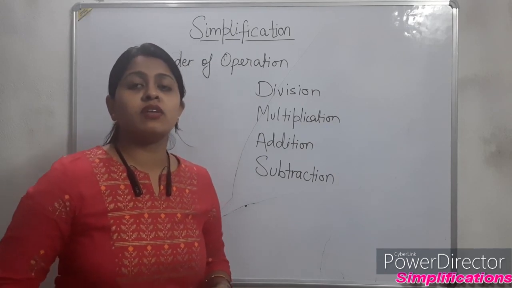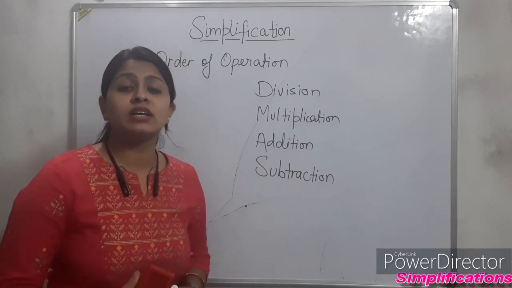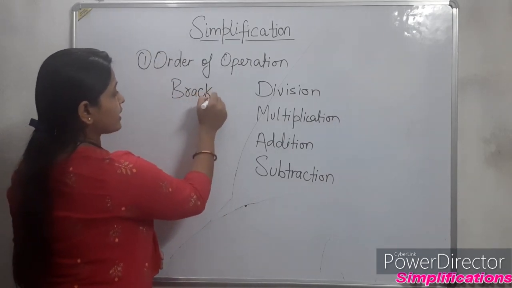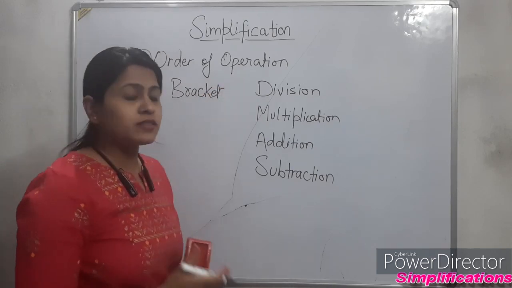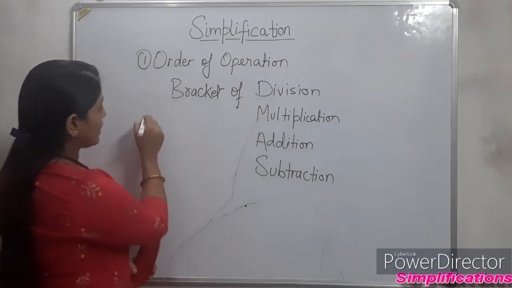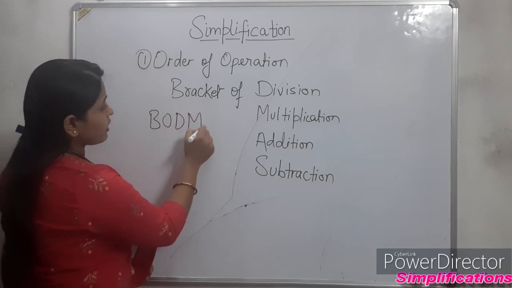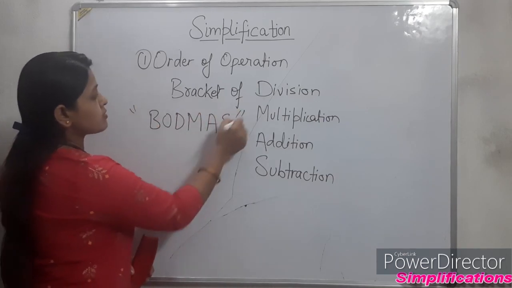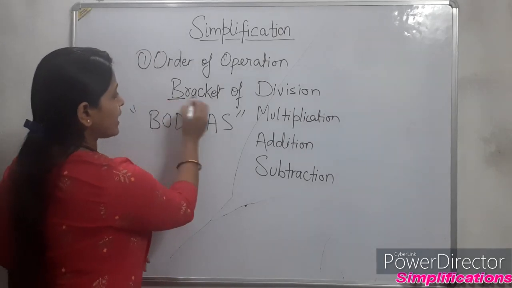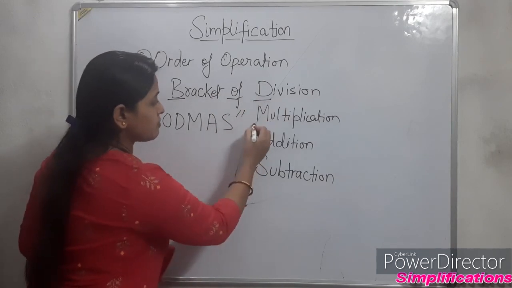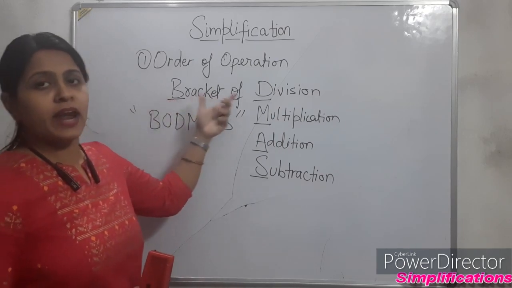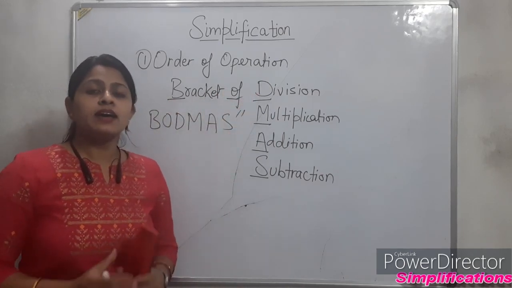If a bracket is involved, what to do? The bracket will come first. So how do we learn this? We usually call it BODMAS. BODMAS is a term, and its full form is: B stands for bracket, then of, division, multiplication, addition and subtraction.